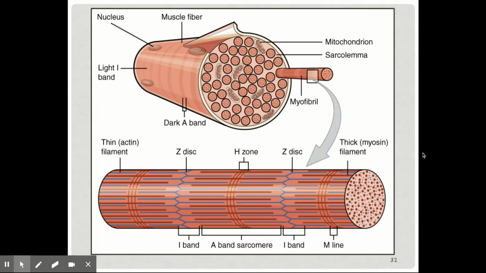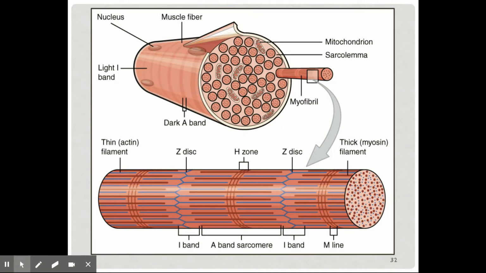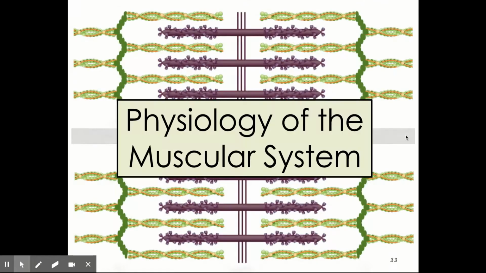All right, so I wanted to show you this image so that you can see things bigger and smaller. You have your muscle fiber, or your muscle cell. Inside of your muscle cell, you have many units called myofibrils. Inside of these myofibrils, you have a contractile unit called a sarcomere, which is here. And all of these proteins that are lined up next to each other, when they move together, will cause a muscle contraction. We will get into the physiology of the muscular system in part 2.